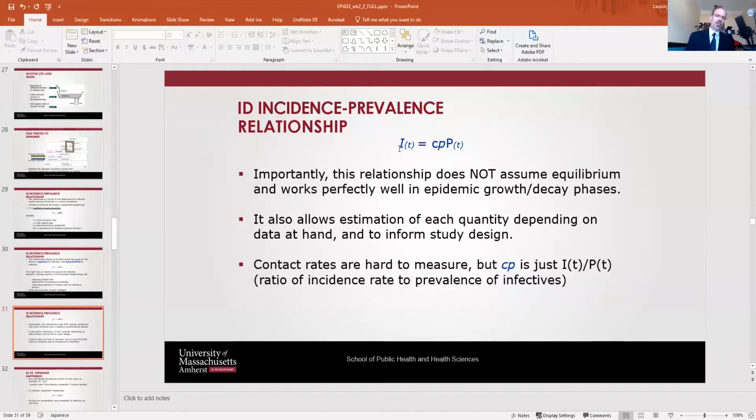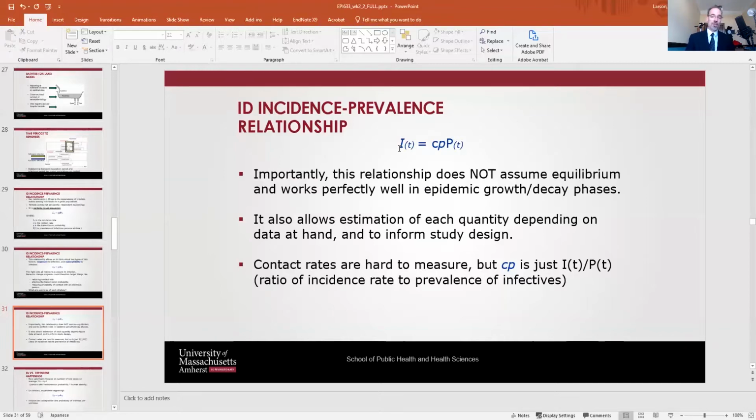It also allows estimation of each quantity depending on the data in hand and to inform study design. So it's quite easy to calculate given data that we might have. Some of this, probability of transmission, we might have to estimate somehow, or we might use some data that we have to estimate it. And obviously, this can't always be known. But we can always get as complicated or as simple as we need to be. And we're going to talk about this later when we talk about infectious disease transmission modeling.